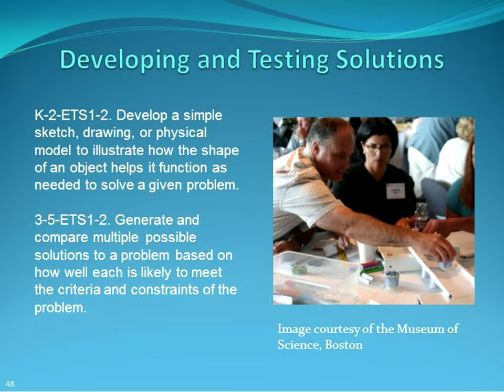Okay, so the middle part of it, of the process, is developing and testing solutions. For young children, a simple sketch, drawing, or a model helps them think about how the shape of an object helps it to function to solve a given problem. So at that level, really, it's the idea of let's make a thing that will solve the problem. And sometimes changing the shape of things will help.